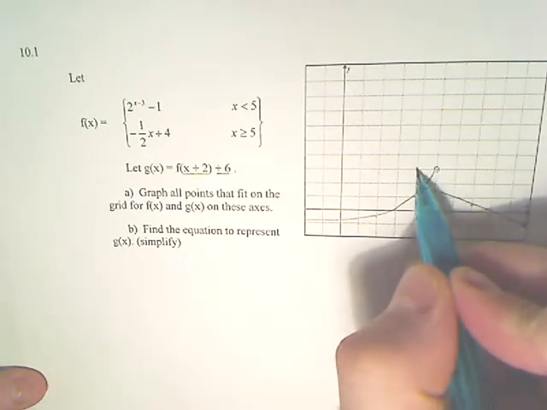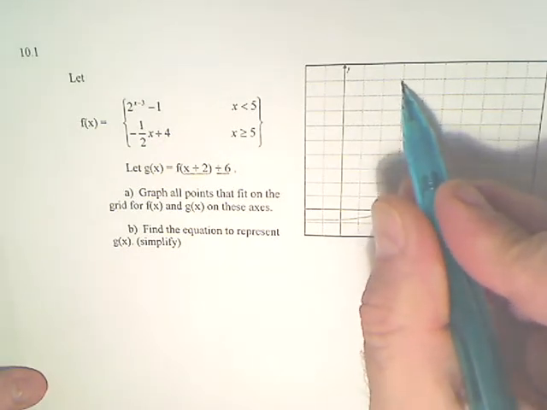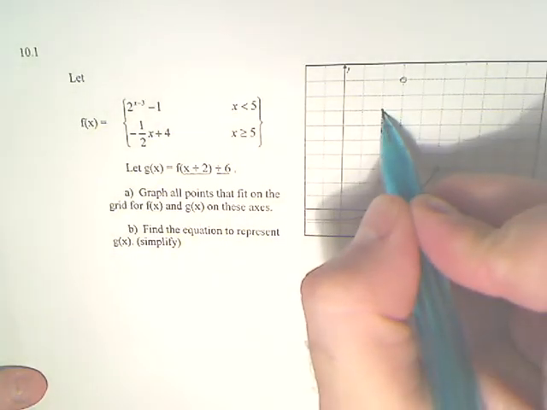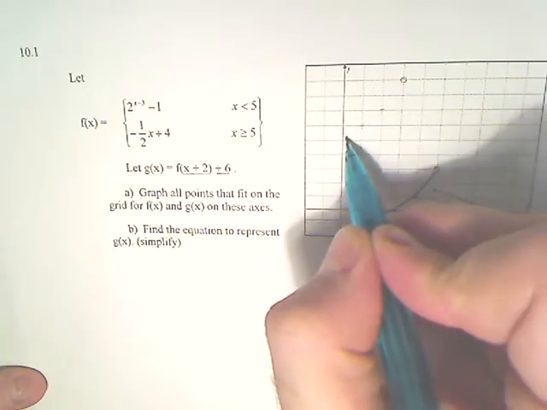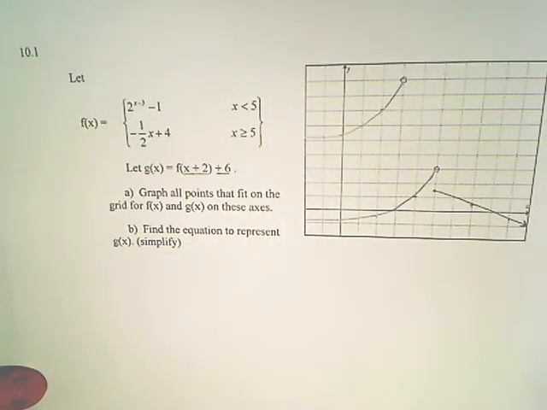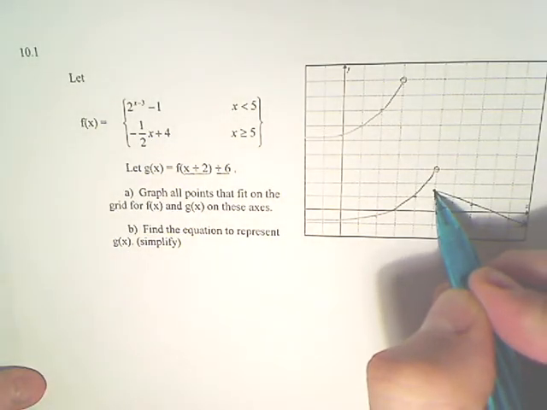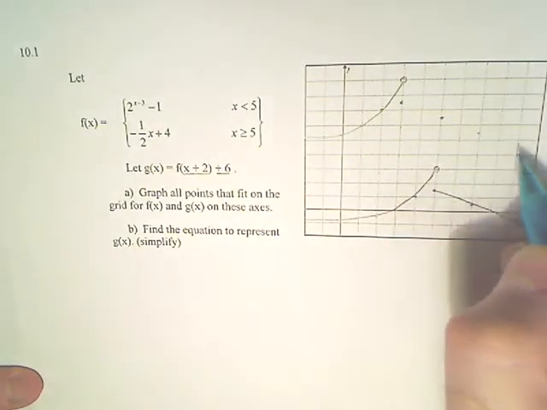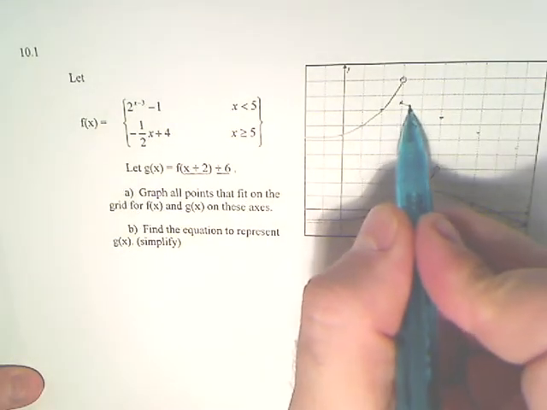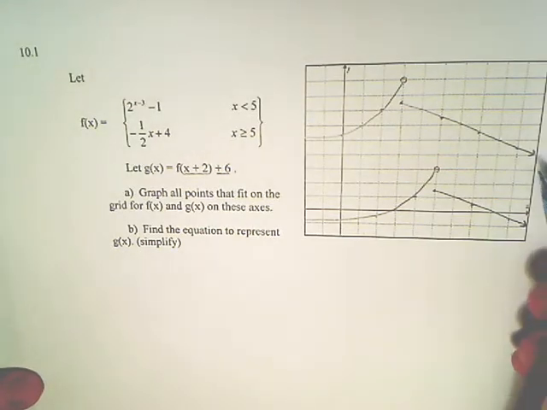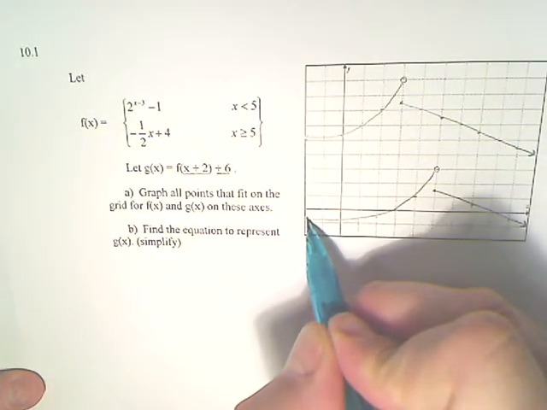If I start with the open circle, left 2 and up 6, now located here. If I continue to move all of my coordinate points, left 2 and up 6, you have that sketch. Moving this guy left 2 and up 6 puts you here. Graph all points that fit on the grid. Don't put any arrows until you at least get to the edge of the graph. If you didn't want to put any arrows, that's fine by me.